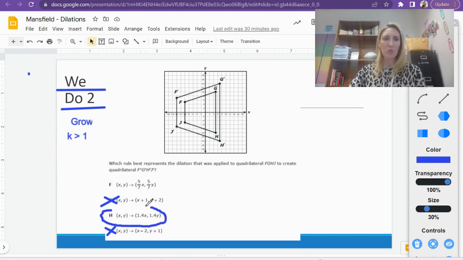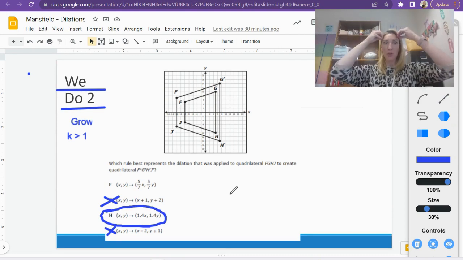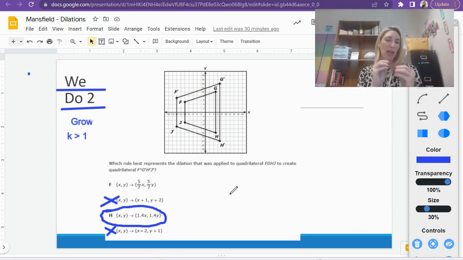On your paper, please don't write just the letter H. I do not want a random H on your paper, right? Write H, (x, y) arrow (1.4x, 1.4y), close parentheses. Sounds good? Let's go to the next one.